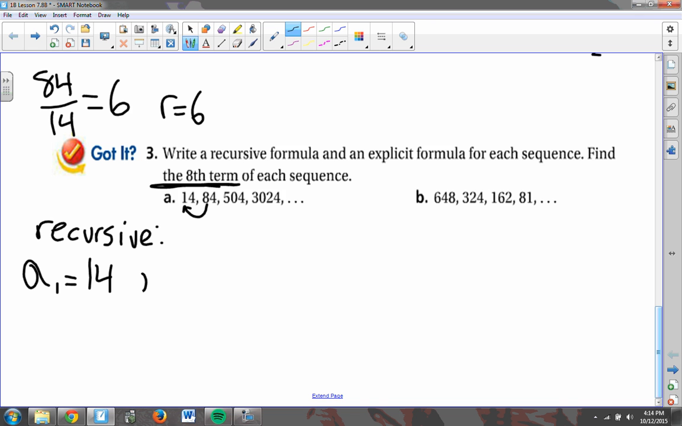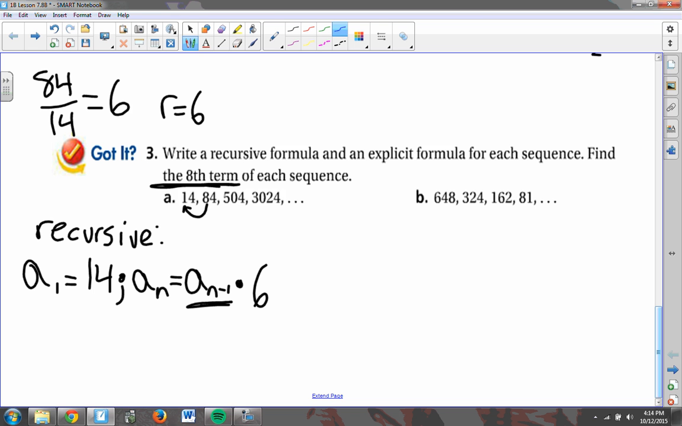So I know that if I want to find some term, like a sub n, that's a semicolon there, by the way, a sub n is equal to the term that comes right before it, which we call a sub n minus 1, times my r value, times 6. Okay, so if I know a term before, and I want to find a certain term, I just take the term before it and times by 6. So there is my recursive formula. I am all done with that.